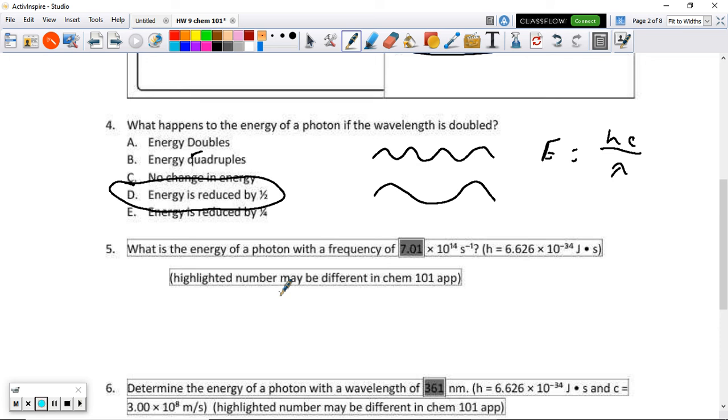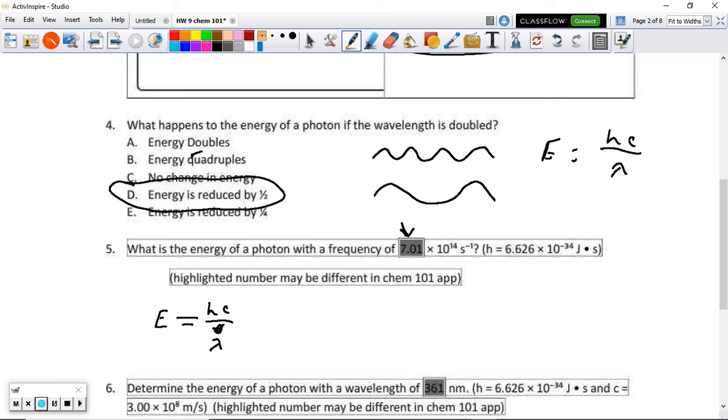All right. Number 5, what is the energy of a photon with a frequency of 7.01? This number may be different on yours, but you should be able to see it. 7.01 times 10 to the 14, 1 over seconds, gives you Planck's constant. So as we look at this, we're going to use the formula E equals H C over frequency. No, over wavelength, sorry.